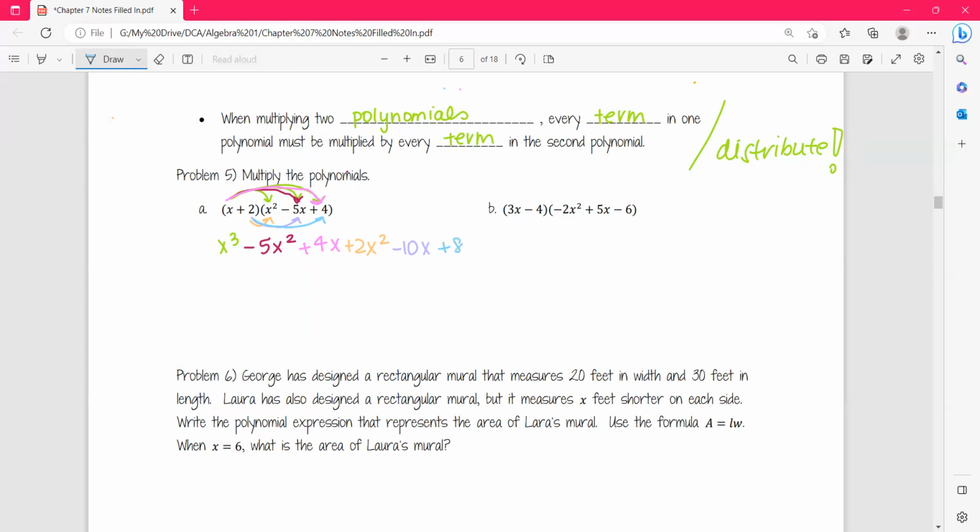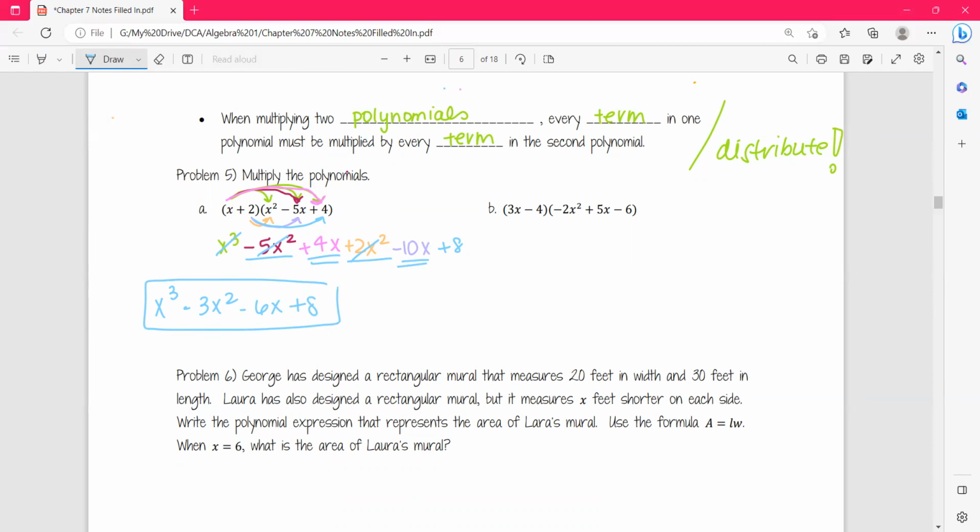And then we just have to look through and combine like terms, just like we learned earlier in chapter 7. So x cubed, there's only one x cubed. I'm going to leave that as is. Then I've got negative 5x squared plus 2x squared. That gives me a negative 3x squared. I'm just going to cross these out so we don't look at them again. 4x minus 10x is negative 6x plus the 8 left over. Okay? And then let's check out b.